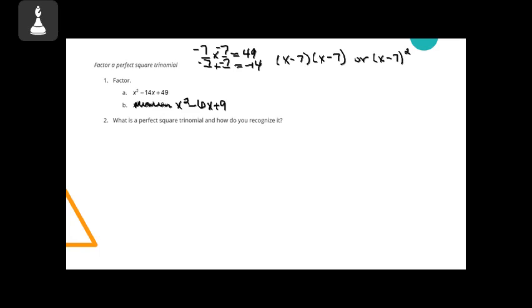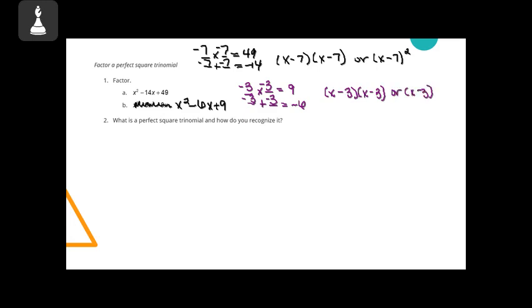Next one, x squared minus 6x plus 9. So we're looking for the two numbers that multiply to the end number 9, and those same two numbers add to the middle number 6. So 9, 3 and 3, but we want to get negative 6. So I need to make them both negatives. Again, because the coefficient is 1, I can go straight to my answer. So x minus 3 times x minus 3, which is x minus 3 quantity squared.